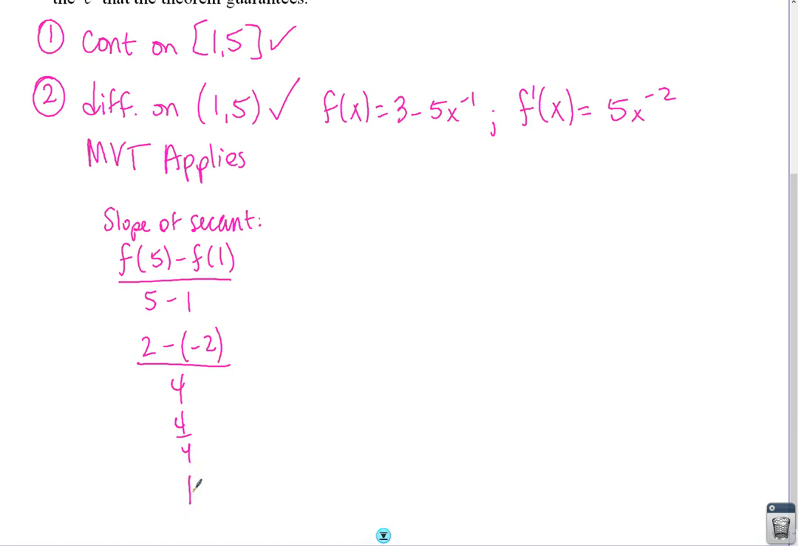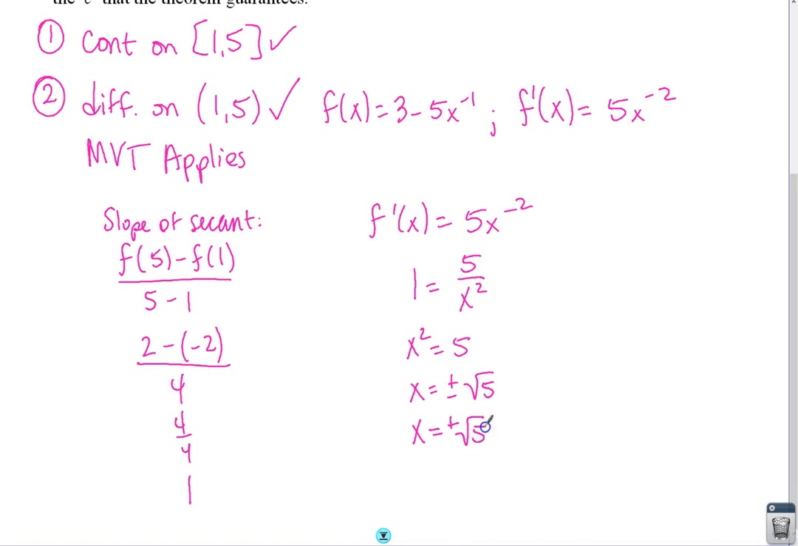So I need to find the value where my derivative value is equal to 1. We already found the derivative a second ago. We wrote that as 5x to the negative 2. I need to set that equal to positive 1. So 1 equals 5 over x squared. Cross multiply, x squared is equal to 5. Square root both sides, so x is equal to plus and minus root 5. Technically, that's the solution to this equation. However, because I only want the interval from 1 to 5, I only keep positive root 5.